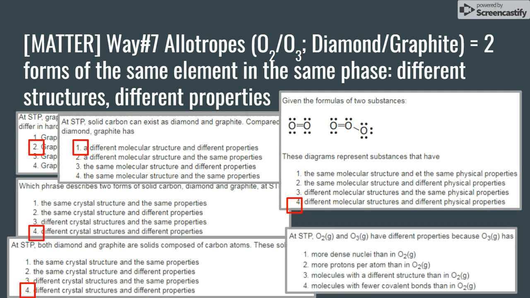At STP, O2 gas and O3 gas have different properties because O3 has... again, O2, O3 are allotropes, which means they're molecules with different structures. Therefore, O3 and O2 behave differently because they have different structures. It's not true that O2 has more protons because they both consist of oxygens. Hopefully this helps. Thank you.